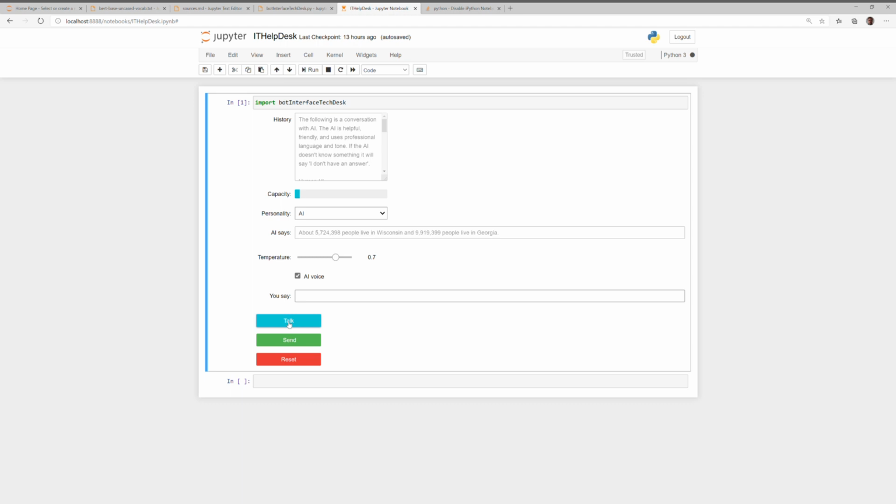Okay, but where do more of them live? About 5,724,398 people live in Wisconsin and 9,919,399 people live in Georgia. Okay, so as you can see, I tried to ask for the answer of which state, which of those two states is the state that most people live in. I didn't say tell me the population. So that's kind of interesting that GPT-3 is unable to get that context, at least from the way I said it. Let's keep going and see what else we can do here.